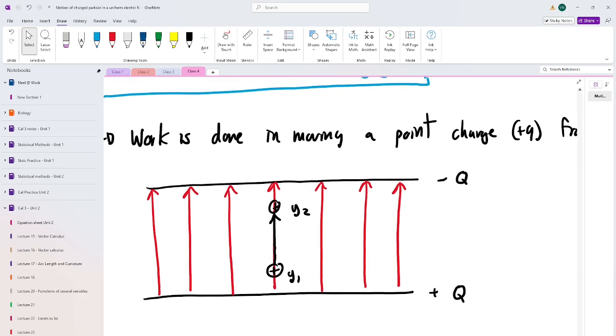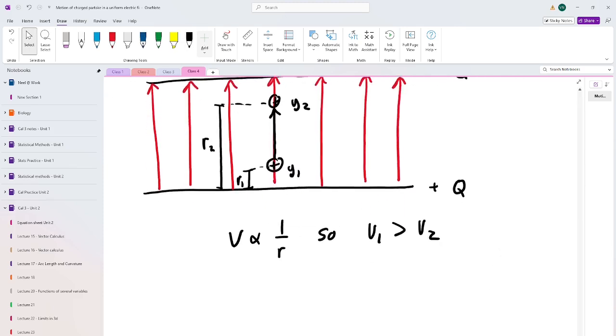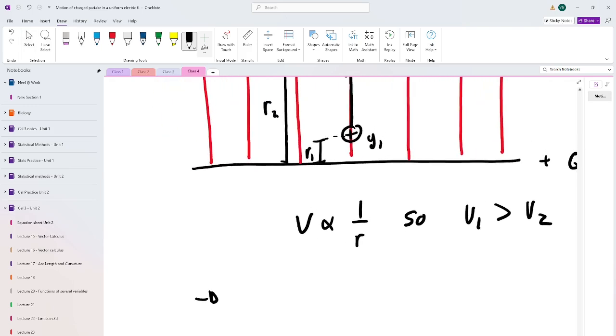Because here, we're so close to the positive plate, right? Our distance R1, so this is R1, but then this would be R2. R1 is significantly smaller than R2, and because we said that V is proportional to 1 over R, if R1 is smaller, well then V1 will be larger than V2. So what that means is the potential energy decreases in proportion to the distance y.